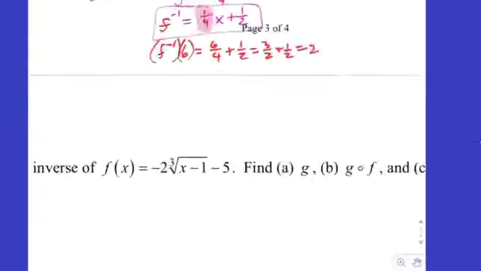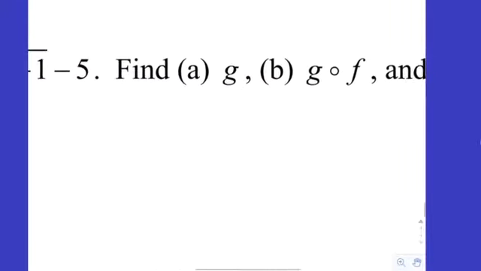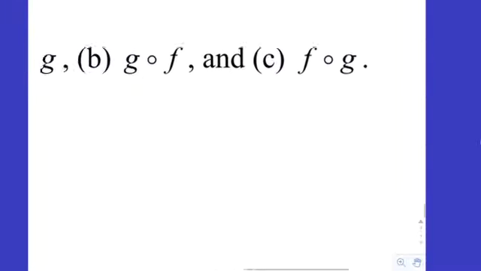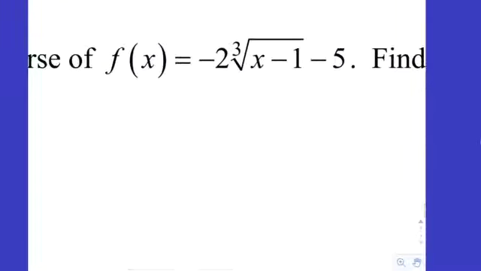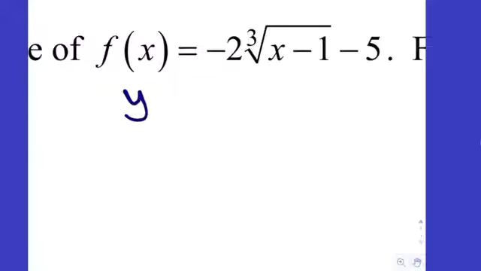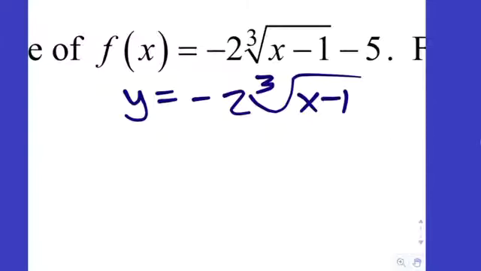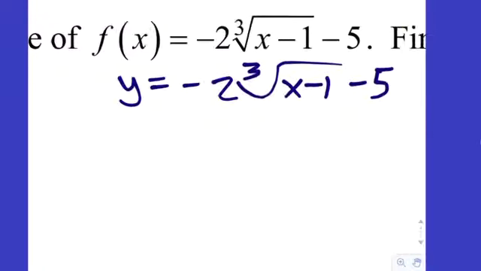Okay, so here's example 7 then. It says, let g be the inverse of this function f. Find g of f, and f of g. Okay, so here's what I'm going to do first. I'm given the function f. I need to find its inverse. So I'm going to first call f y. It's just easier to work with y instead of f of x.